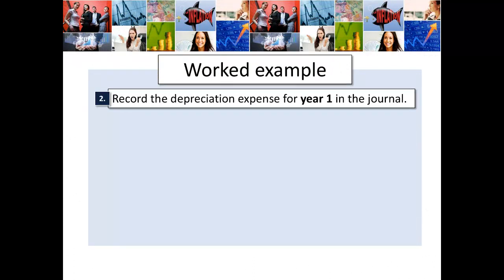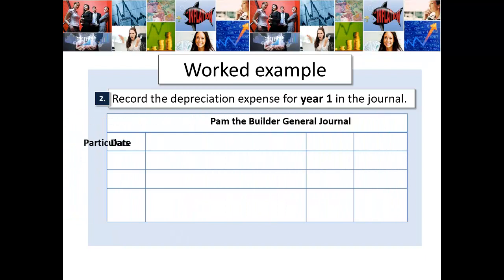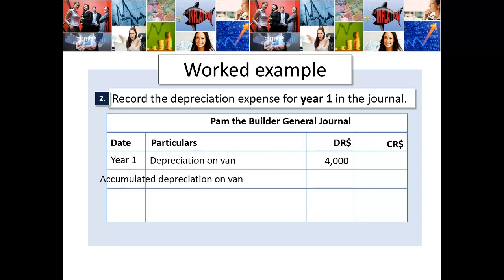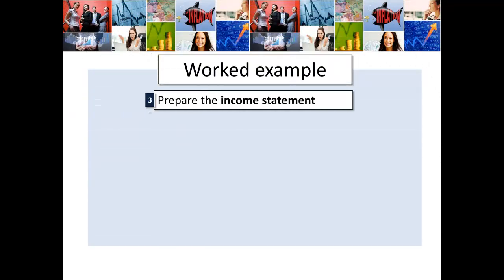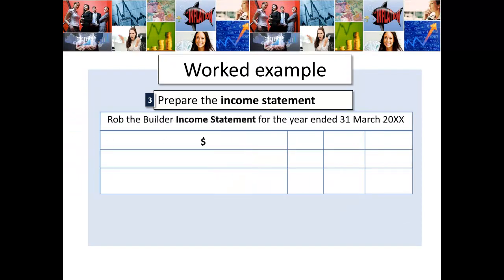Now, our journal entries. Depreciation expense for year 1. Depreciation on van 4,000. Accumulated depreciation on van with the note. Year 1 van depreciation $4,000. Super simple. The notes on the income statement. Well, the income statement, which will involve a note, as we'll see.